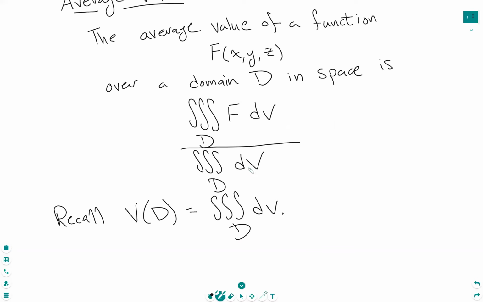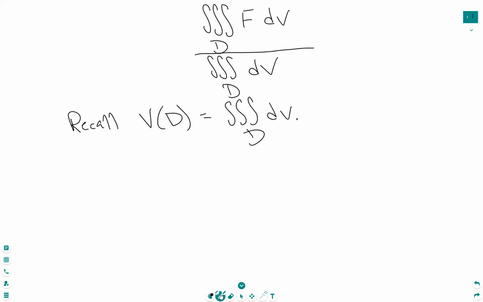So maybe if this was a really easy question, where D is a cube, the bottom of this could be calculated just using length times height times width. But the top, this numerator here, is not going to be as easy because our integrand is not necessarily uniform in space. But this is exactly what's happening here. We're adding up all of the values of F divided by the number of them, right? Which ends up being this volume. All right, so let's look at an example.